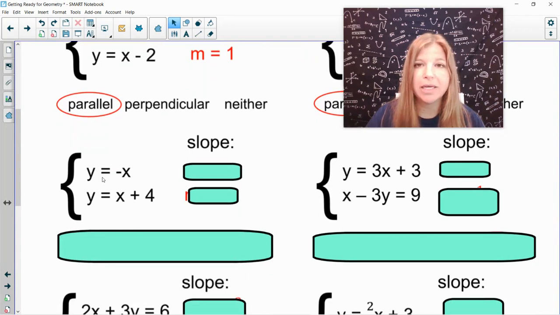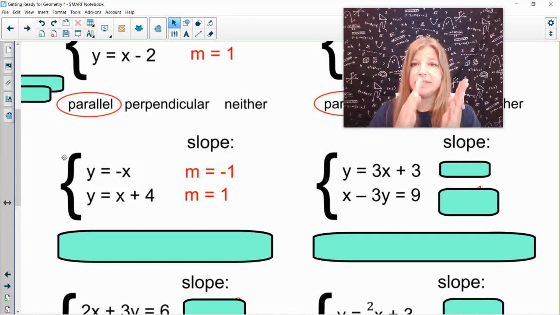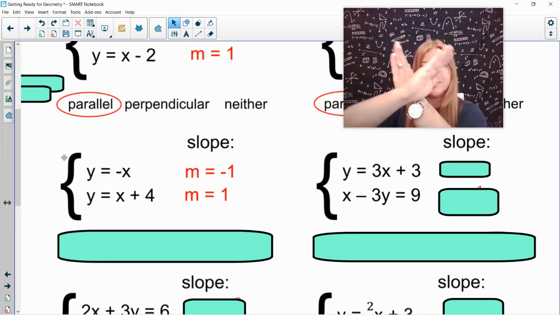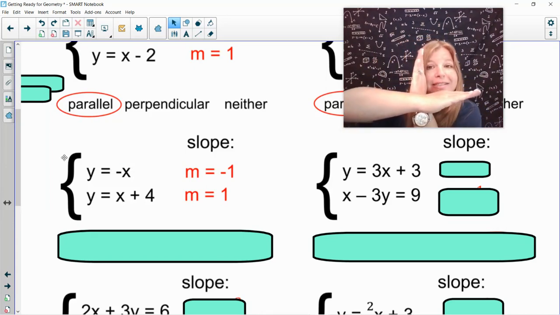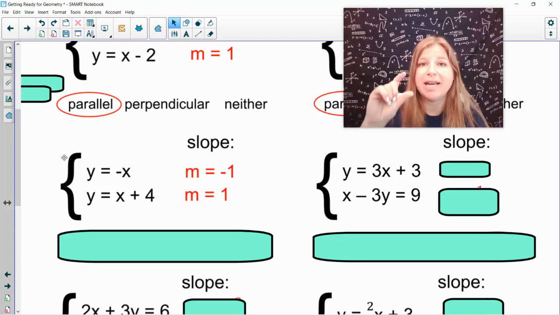Next two, y equals negative x. Ooh, so there's not a 1 in front of my x this time. It's actually negative 1. And then the second equation, there's really a 1 in front of that x, and it's positive 1. Now, parallel lines have the same slope. Perpendicular lines, remember perpendicular lines you learned in 3rd grade, make perfect right angles. Okay, your 90-degree angles, your right angles. Perpendicular slopes have negative or opposite reciprocals.